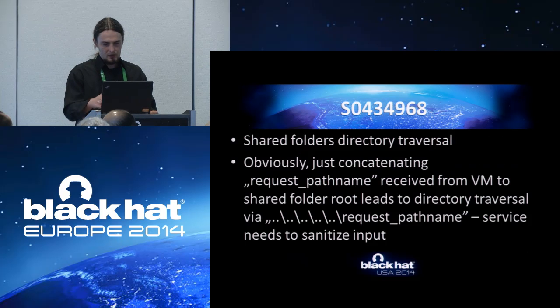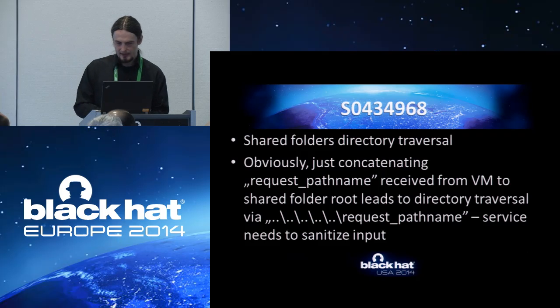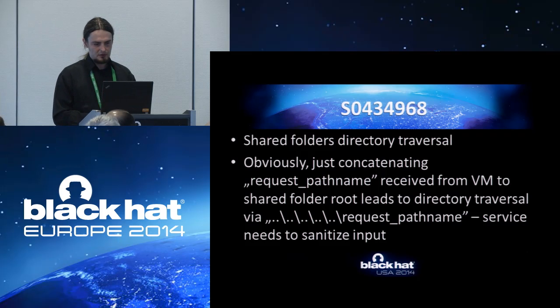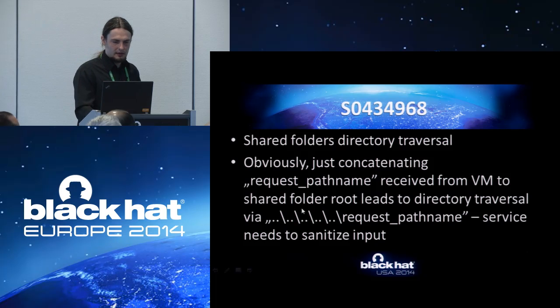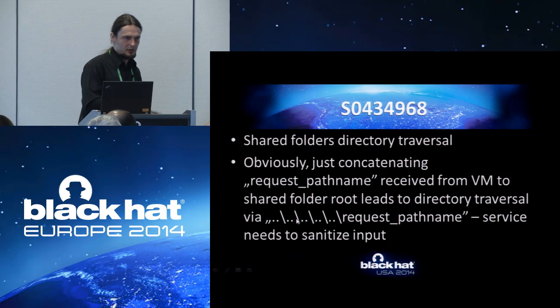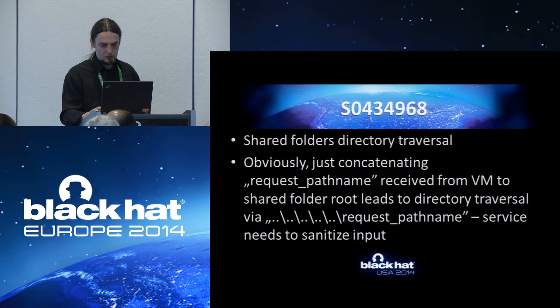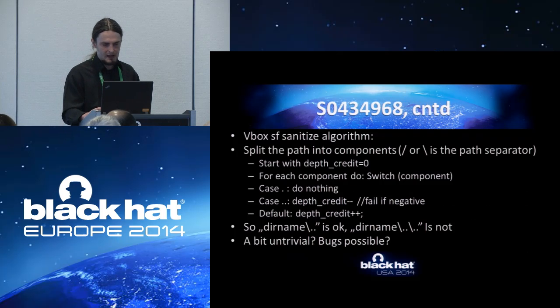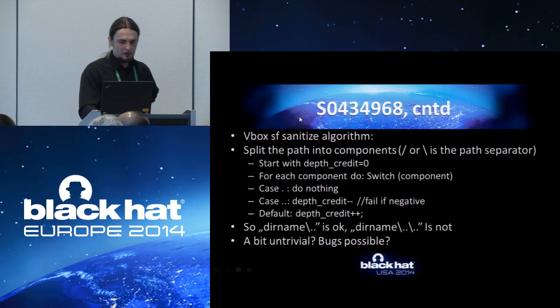Okay, another one is new vulnerabilities shared for the directory traversal. Again, if you receive the path name, you should be aware that it can contain things like double dot components, right? So you cannot just blindly concatenate it to the shared folder's root because you get directory traversal immediately. So you need some way of sanitizing input, and how VBox does it is, again, a little bit too complicated.